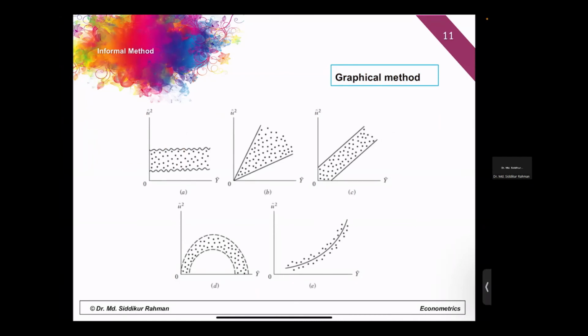I show you many graphs here. Then tell me which figure shows the heteroskedasticity problem. Sir, figure B. Figure B. What? Start with figure 1. What problem with figure 1?